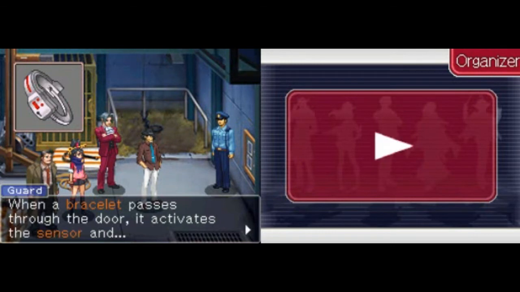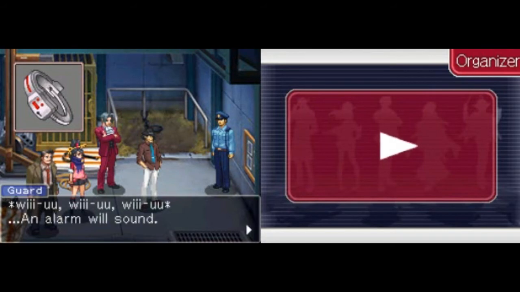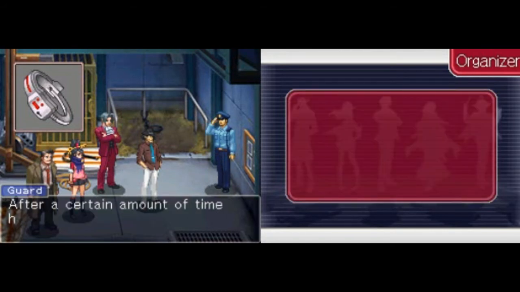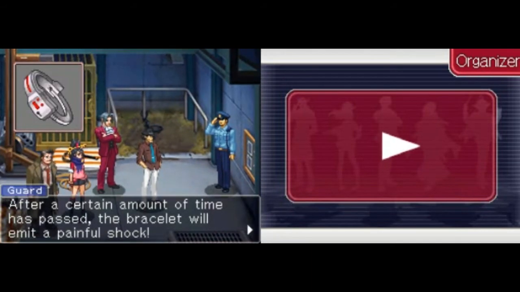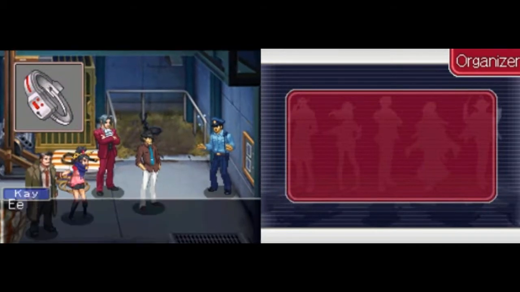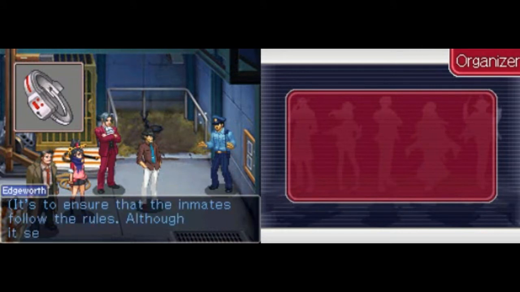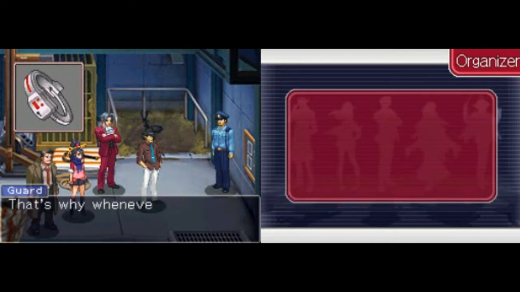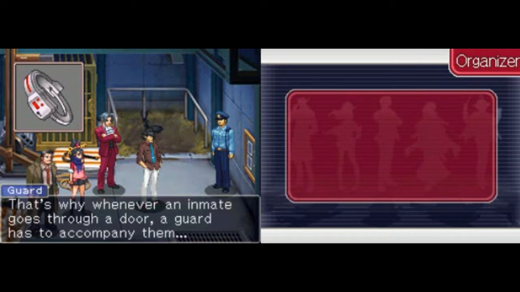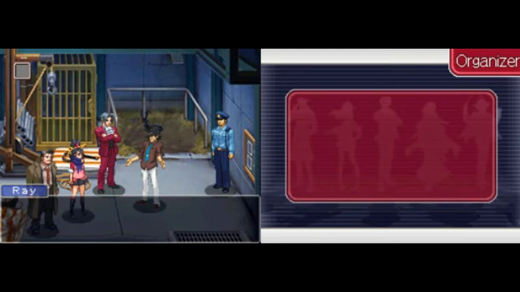When a bracelet passes through the door, it activates the sensor, and an alarm will sound. After a certain amount of time has passed, the bracelet will emit a painful shock. If the bracelets are tampered with, it will emit an electric shock 3 times as powerful. That's terrifying! It's to ensure that inmates follow the rules, although it seems a bit harsh. That's why whenever an inmate goes through the door, a guard has to accompany them to deactivate the sensor first. Did any of the inmates use this workroom today?